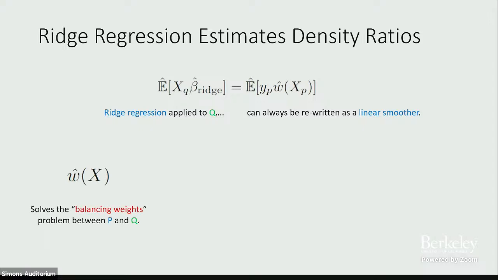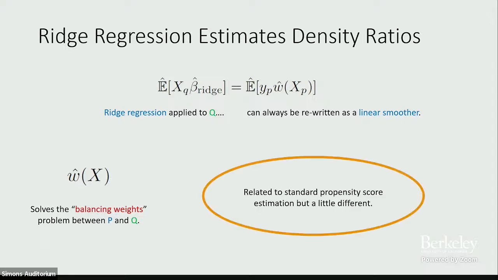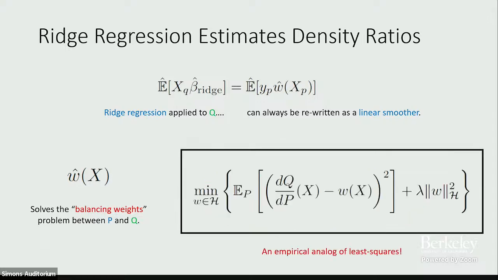W solves what in my corner of causal inference we call balancing weights between P and Q, which is kind of related to standard propensity score estimation. It's a bit of a different flavor. But basically what it's doing is an empirical analog of least squares for the density ratio, where the key point is that the function class that we're minimizing this least squares problem over is a Hilbert space ball. At least this was very surprising to me when I learned it: you just fit ridge regression, plug it in on a target distribution, and really what you're doing is implicitly fitting a density ratio model and then transferring your outcomes from P to Q.